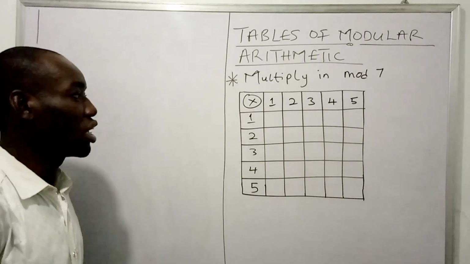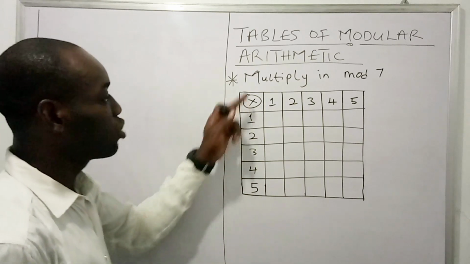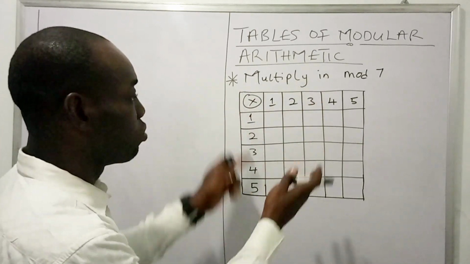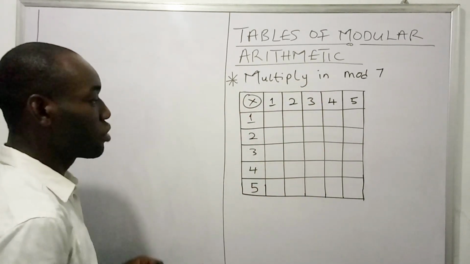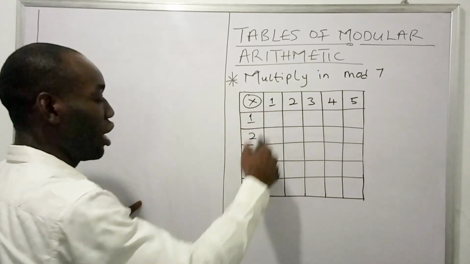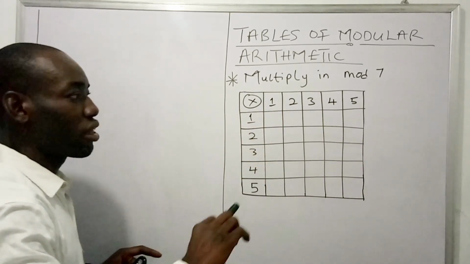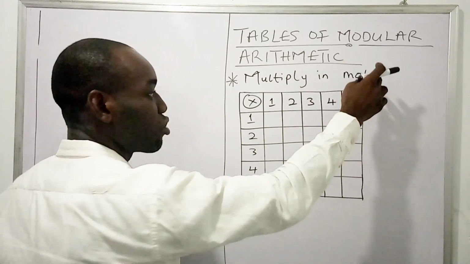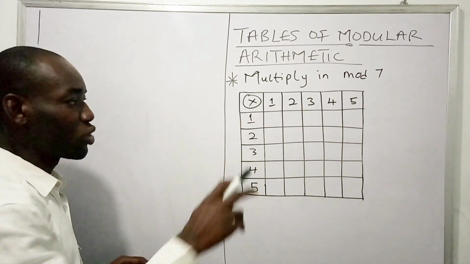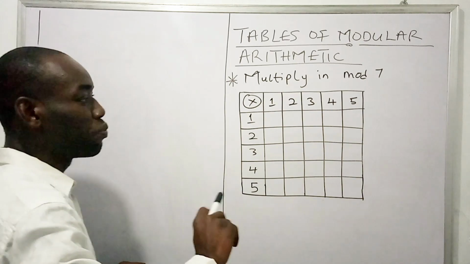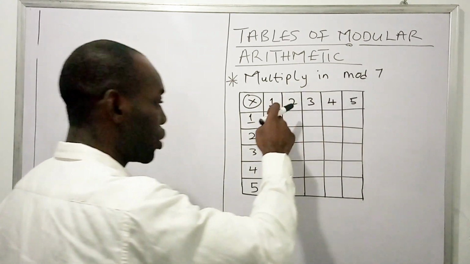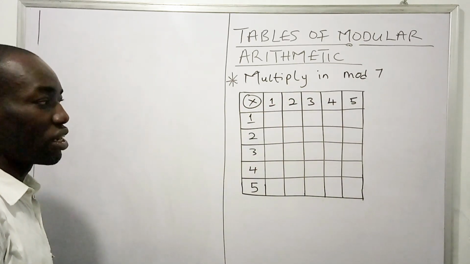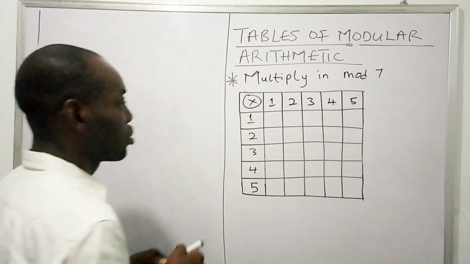Now that of multiplication. Here we're asked to multiply in mode 7. So we repeat the same thing again. We multiply this, and as we do that, anytime we have a product that is more than the modulus, then we have to divide by the modulus. Then the remainder is what we place in the right box. But if the product is not up to the modulus, we simply write the value there in the right box.